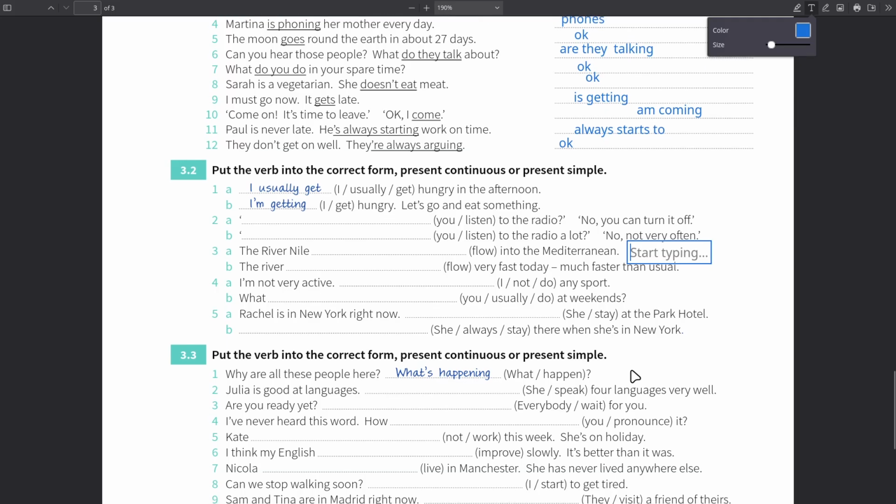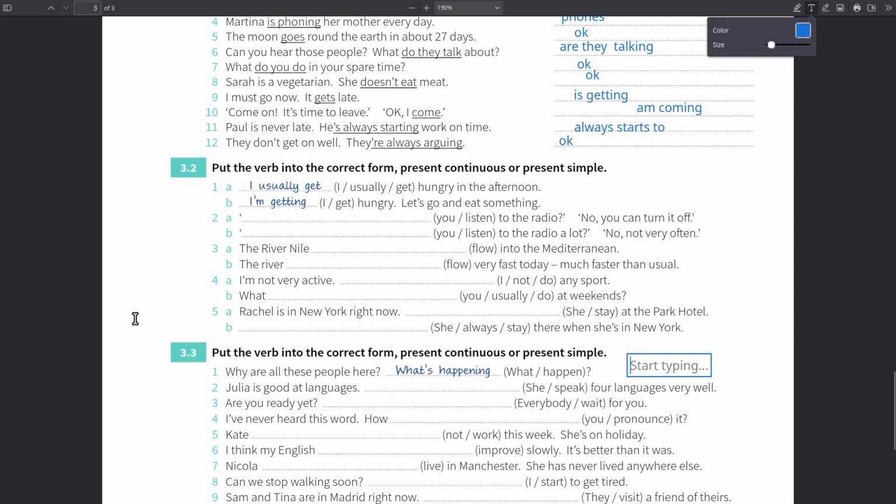Okay, let's move on to the next one. Put the verbs into the correct form, present continuous or present simple. For example, I usually get hungry in the afternoon. Or I'm getting hungry. Let's go and eat something. Okay.